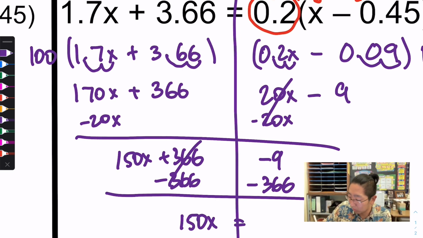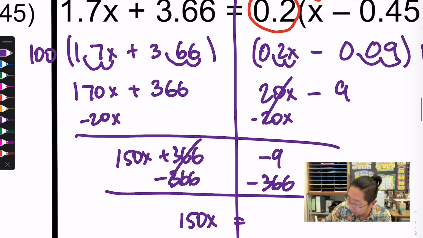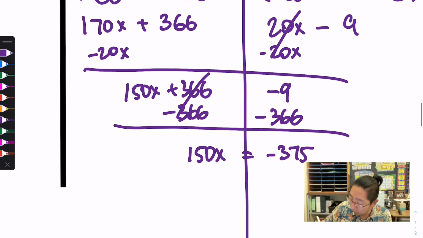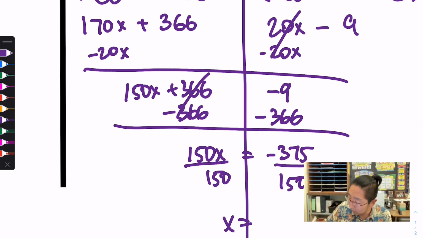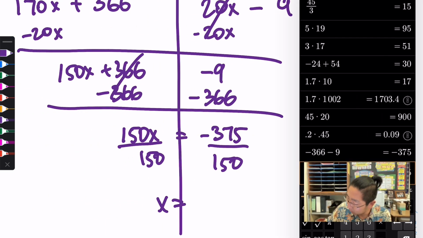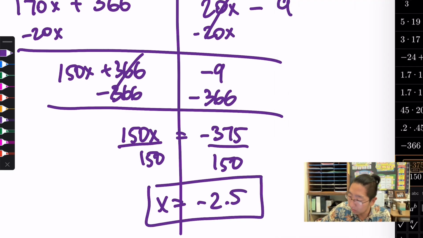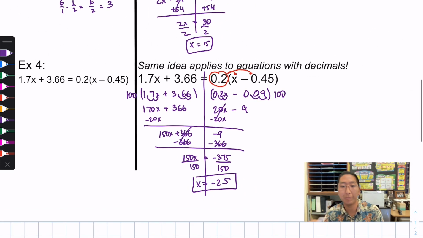150x equals negative 366 minus 9. Oops, minus 9 is negative 375. Divide by 150. X should equal negative 375 divided by 150, which is negative 2.5. So our answer here is negative 2.5.